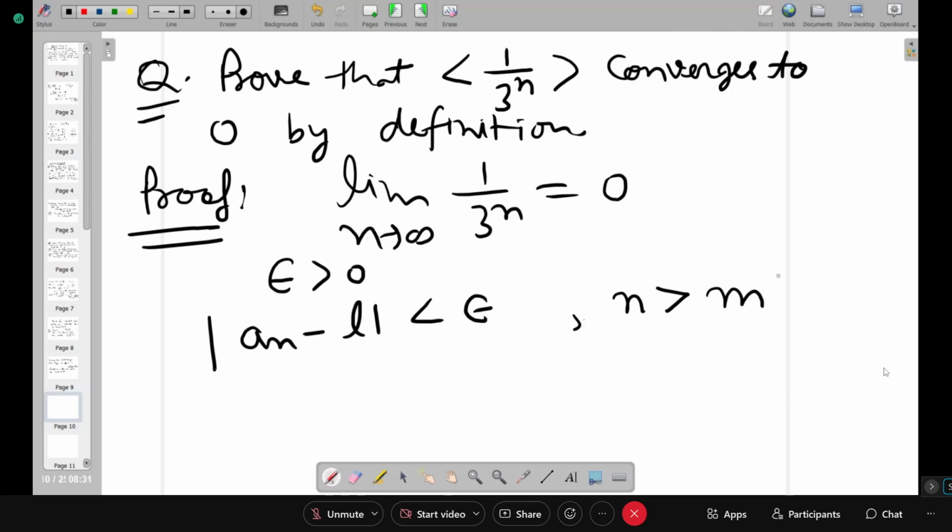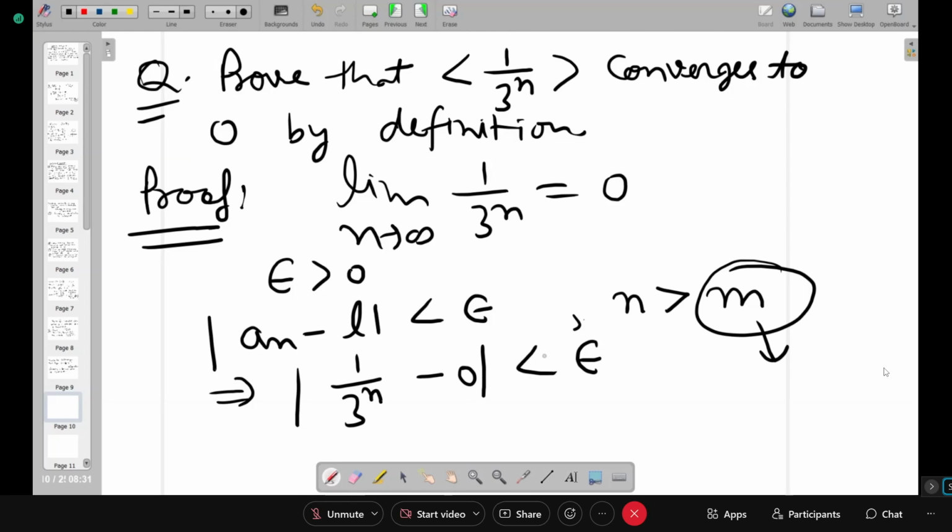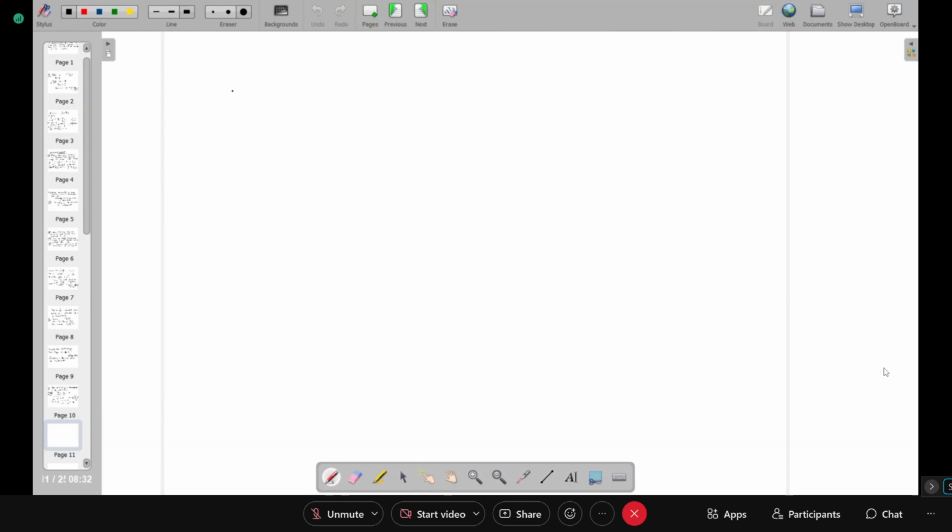So here our task is to find out m. M is fixed, n is variable. To understand this, we can write the value of this sequence 1 upon 3 to the power n. This is 0, this is epsilon. Now, from this, 1 by 3 to the power n is less than epsilon, or we can write 3 to the power n is greater than 1 upon epsilon.